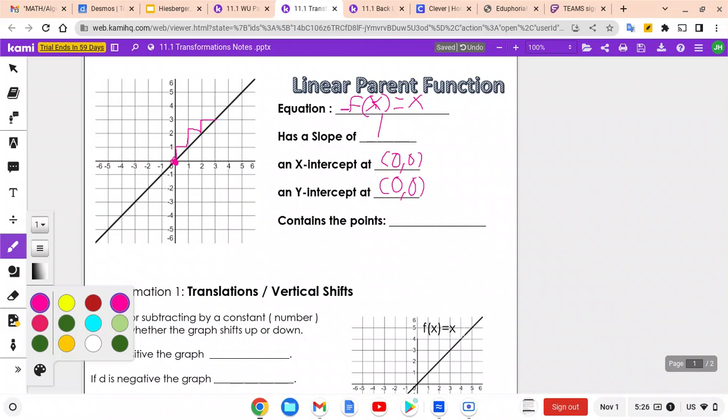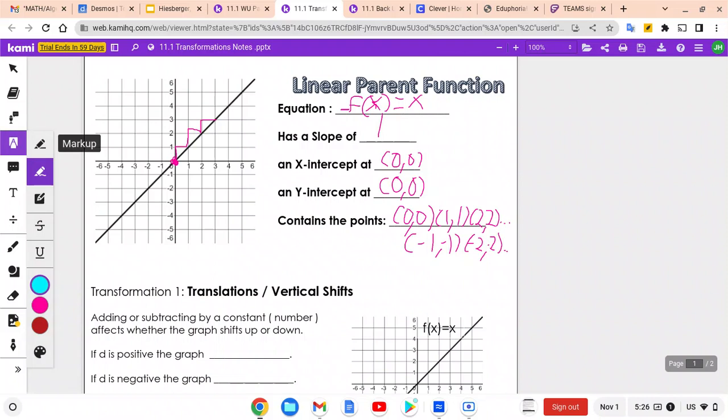And since y equals x is the function, points have the same x and y values. These are just examples: (0, 0), (1, 1), (2, 2), etc., on forever. Also, you could do (-1, -1), (-2, -2), on forever. Basically, I just want to illustrate that the x and y coordinates are the same on the linear parent function. This is the linear parent function here.